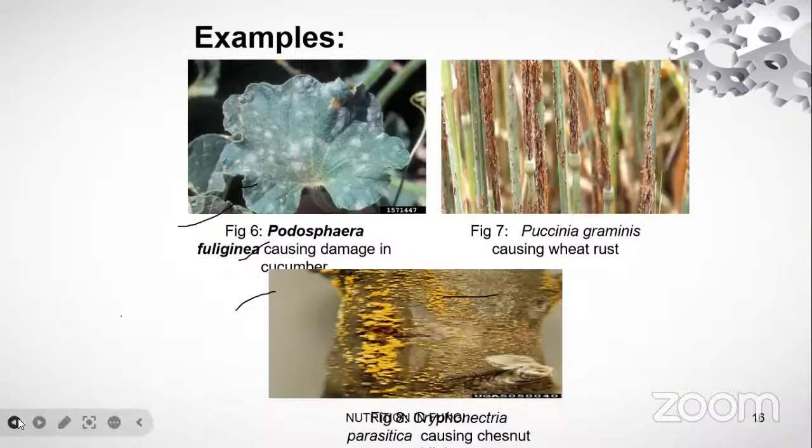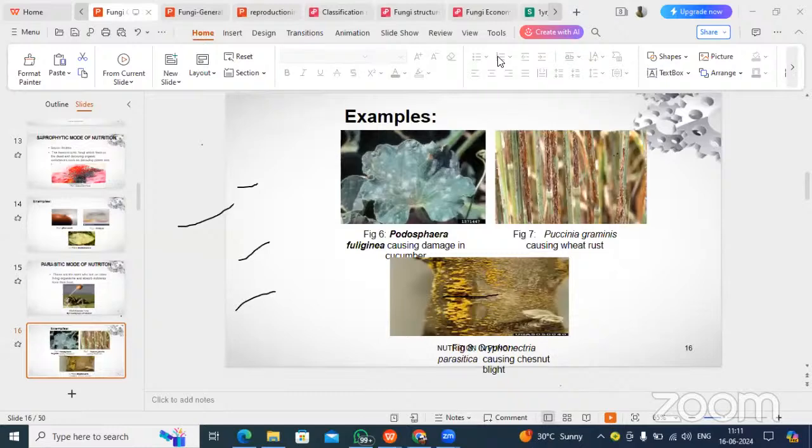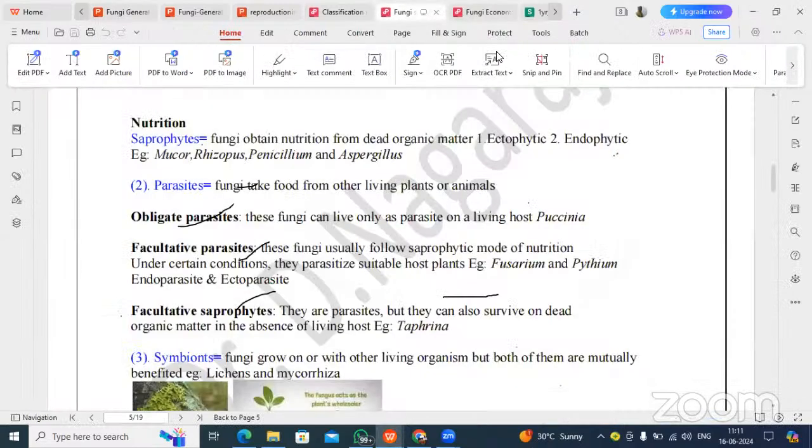I already told you that in parasitic there are again two types: endoparasitic and ectoparasitic. And based upon the absorption of nutrition, again there are types: obligate parasite and facultative parasite. Obligate means it totally depends upon the host only. It can live only on the host.